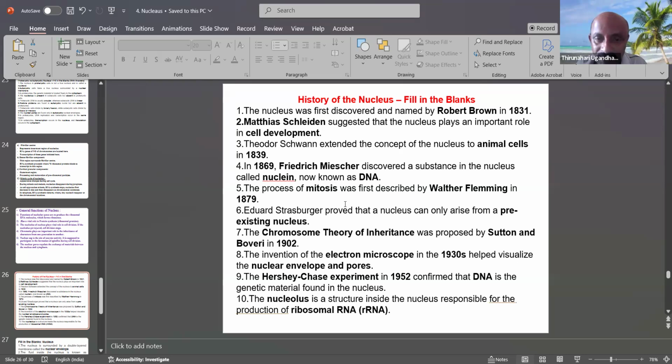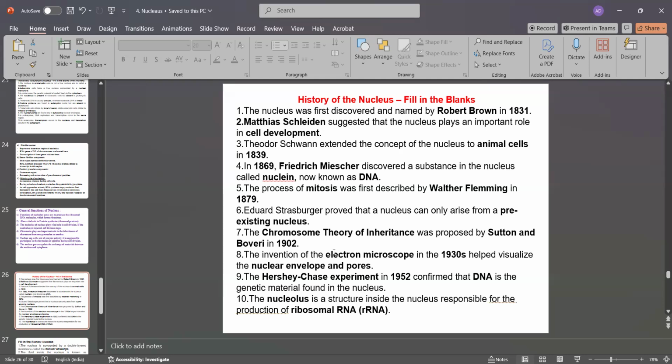The process of mitosis was first described by Walther Flemming in 1879. Eduard Strasburger proved that a nucleus can only arise from a pre-existing nucleus. It is important: new cells originate from pre-existing cells. It means the DNA quality comes from the old DNA to the new DNA, not created completely new.